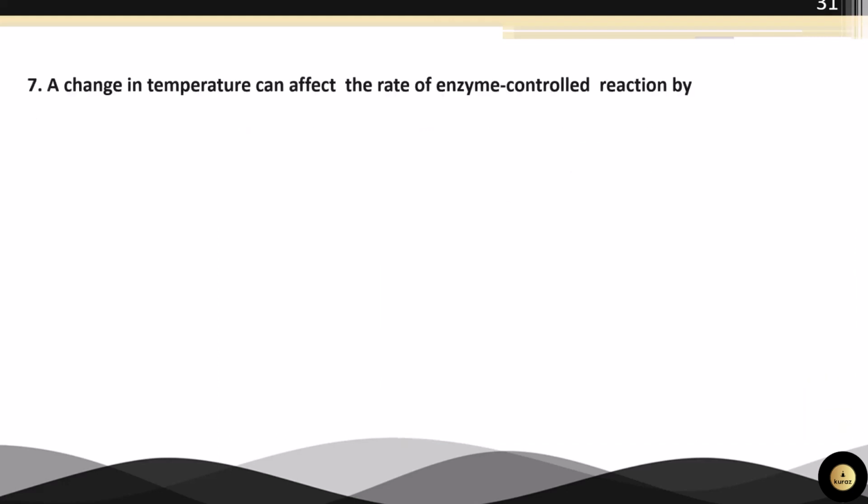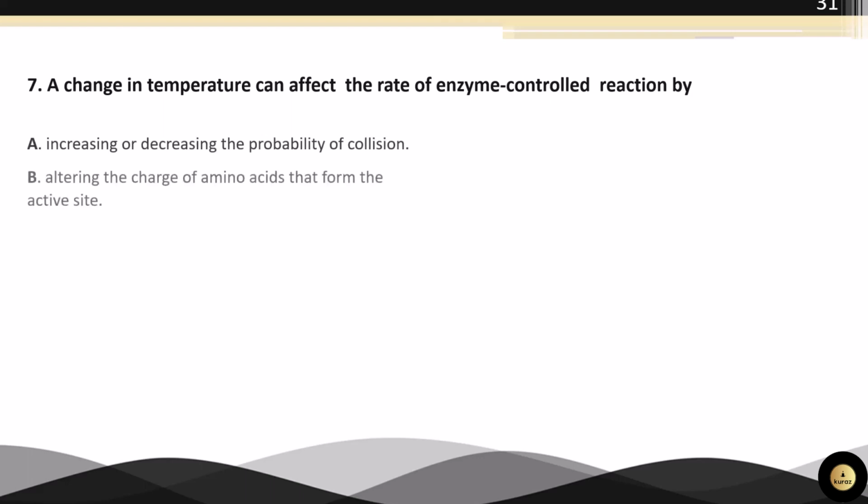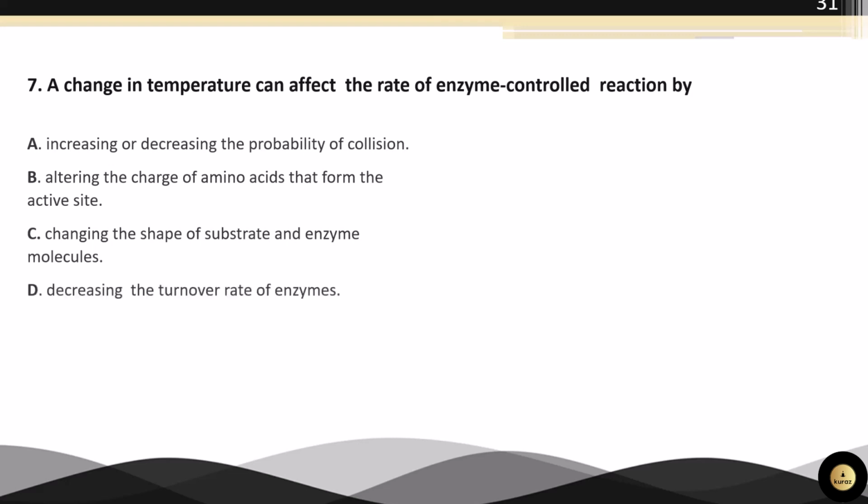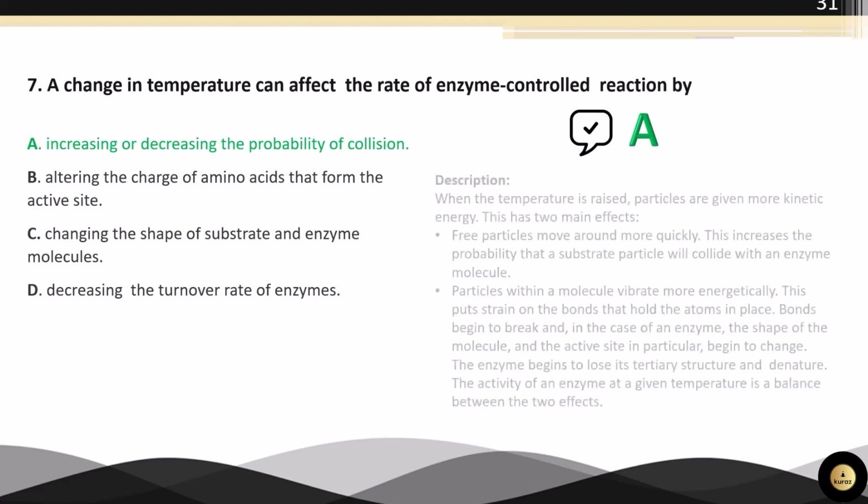Question number 7. A change in temperature can affect the rate of enzyme-controlled reaction by A. Increasing or decreasing the probability of collision, B. Altering the charge of amino acids that form the active site, C. Changing the shape of substrate and enzyme molecules, D. Decreasing the turnover rate of enzymes. The answer is A. Increasing or decreasing the probability of collision.